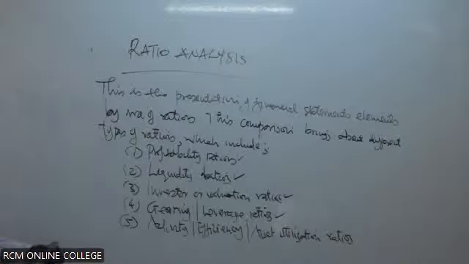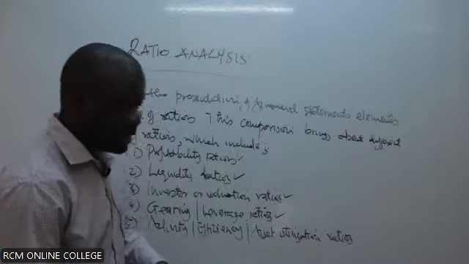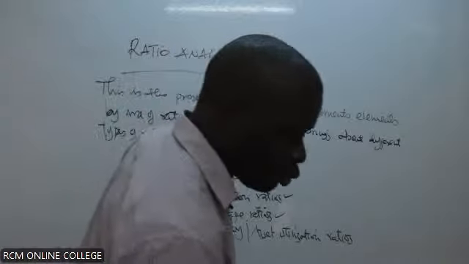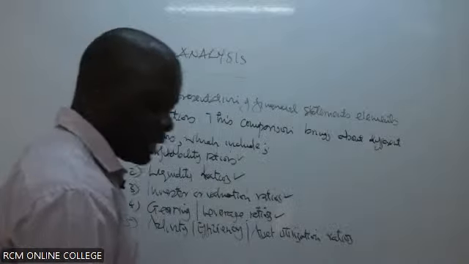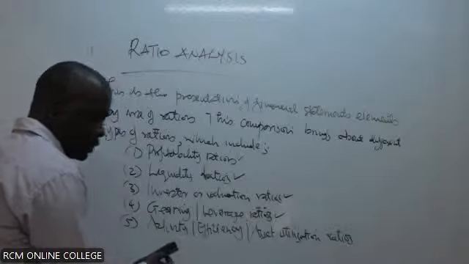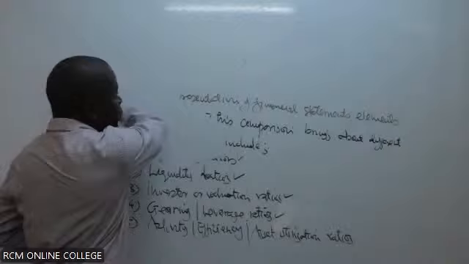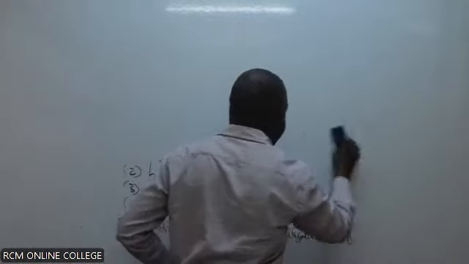So I want us to look at each and every category, and in this case, look at the different classifications of ratios under each type. So we can start by looking at what are the profitability ratios we can have. What are the profitability ratios we can have? So we can start with the first one, profitability ratios.